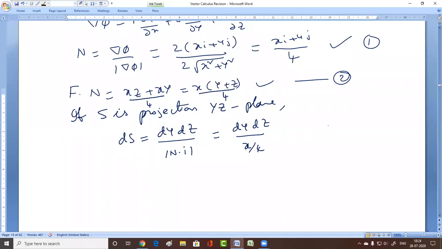Now this is the third point. First we will find the unit normal, then we will find f dot n, then we will find ds. Now coming to the solution.